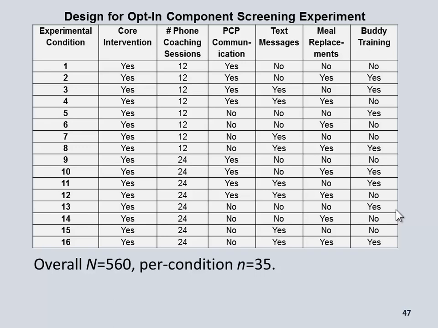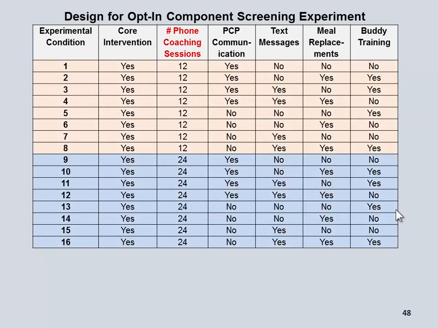So let's look at, well, first of all, let me just point out that everybody got this core intervention. And then we were manipulating these variables. So let's look at the main effect of phone coaching. We're going to get the main effect of phone coaching by comparing the mean of conditions 1 through 8 versus the mean of conditions 9 through 16. Okay, the mean of the people who got 12 sessions versus the mean of the people who got 24 sessions. Fine. But now let's look at PCP communication. The main effect of that we get by comparing the mean of the people who did get PCP communication versus the mean of the people who did not get PCP communication.